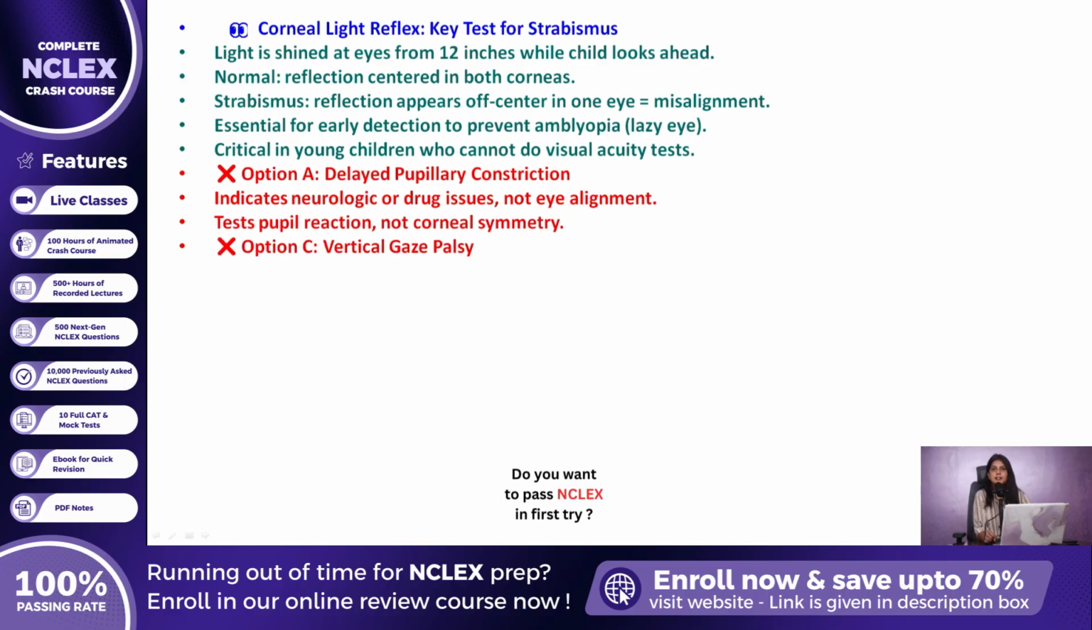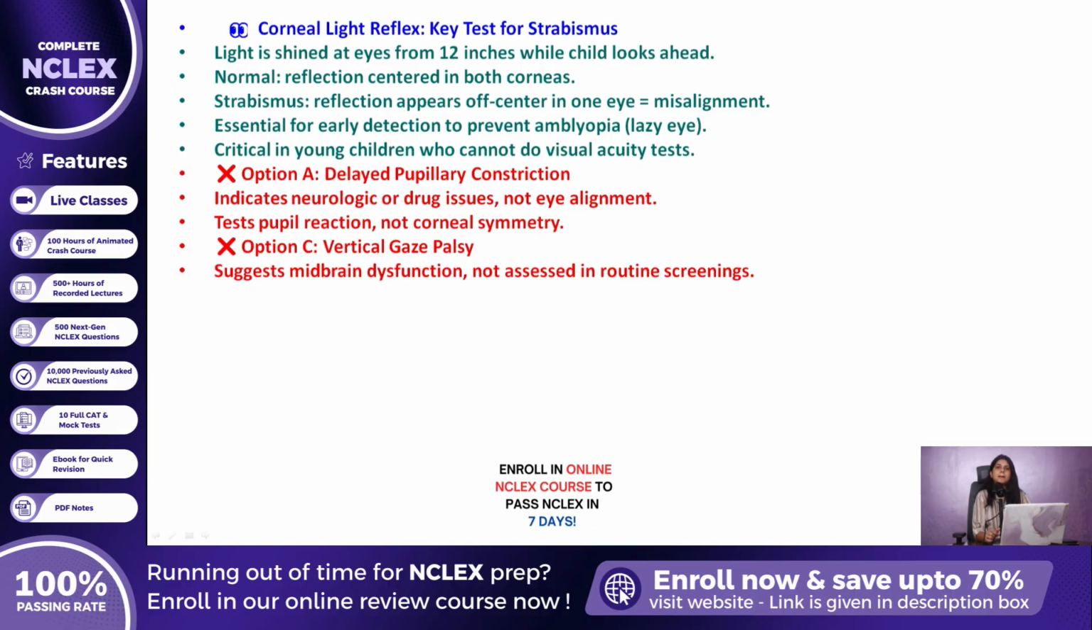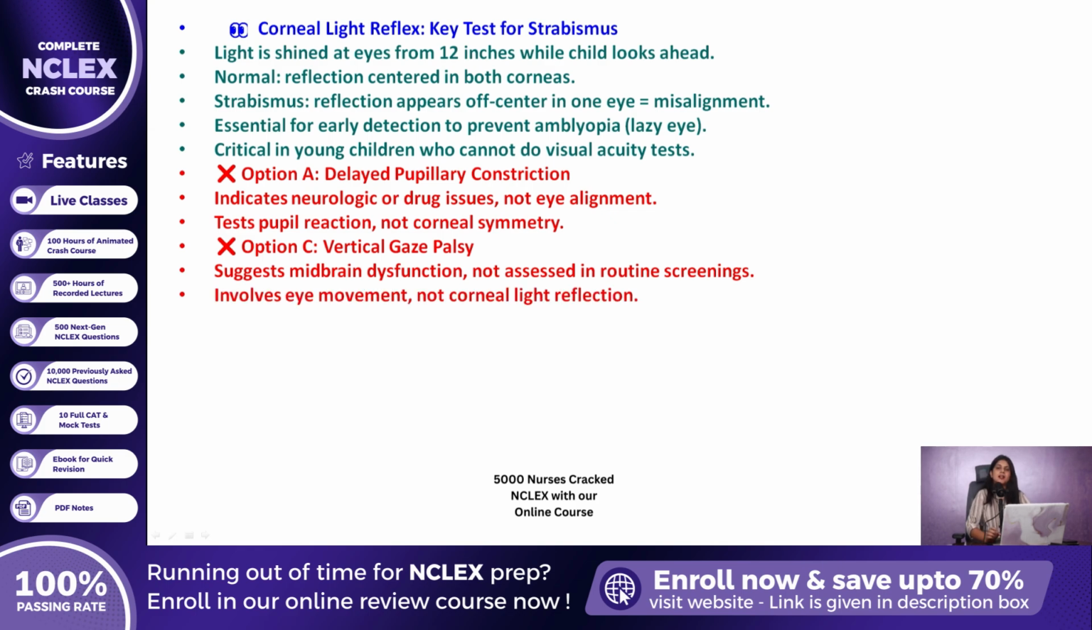Moving on to option C, vertical gaze palsy is a sign of neurological dysfunction, particularly midbrain pathology, and is not typically assessed in routine pediatric vision screenings. It presents as difficulty moving the eyes up or down and is unrelated to corneal light reflex asymmetry.